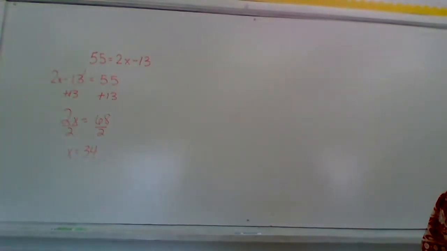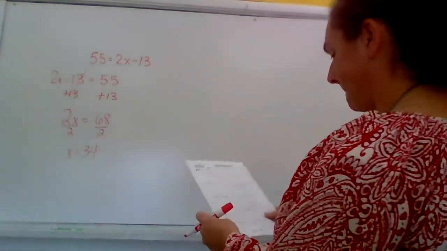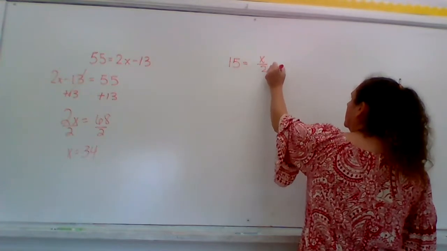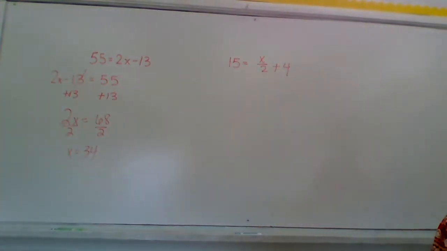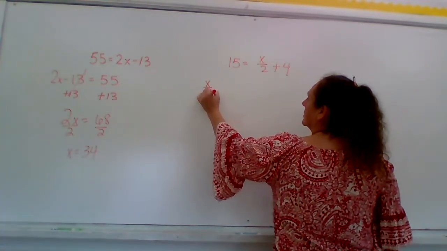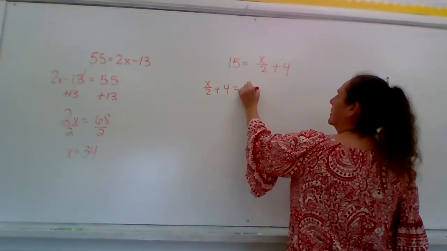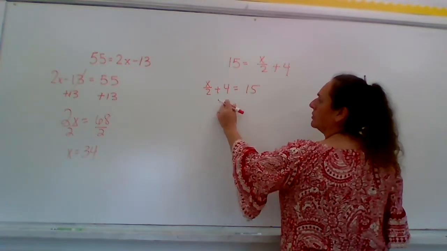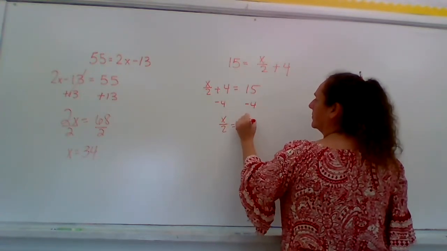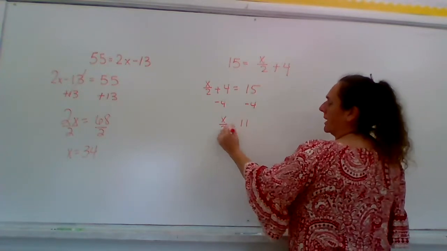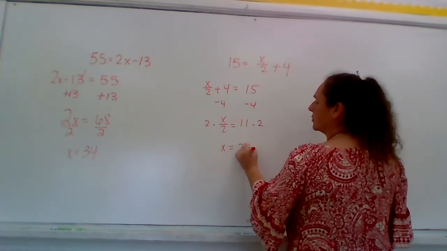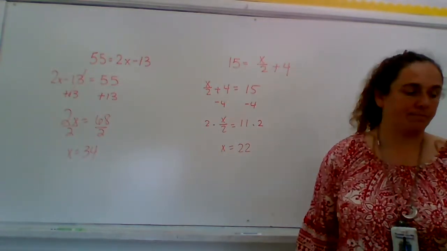All right, let's look at a little harder one. Say we have that. Okay, we're going to rewrite it. Now I'm going to undo the plus 4, so that means I'm going to subtract 4. To undo dividing by 2, I would multiply both sides by 2, and I would get x equals 22. Okay.